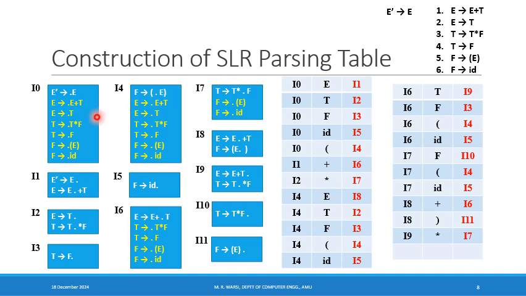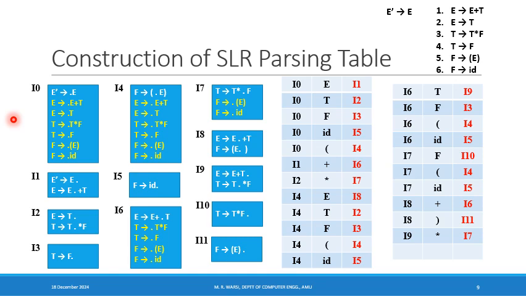Let's now consider the next transition from state number 0. Next transition is on identifier. From state number 0 on identifier, I'm going to state number 5. So state number 5 will contain the LR0 item where the dot is shifted after identifier. So it will contain the LR0 item F derives identifier dot. And now I take the closure of this. After the dot, I do not have any grammar symbol. So even after taking the closure, no more LR0 items will be added, and my state number 5 is complete.